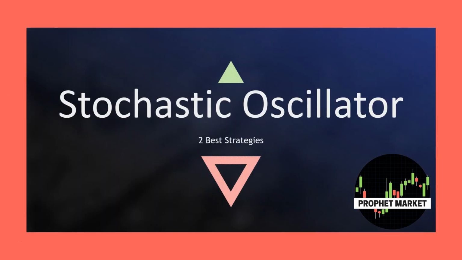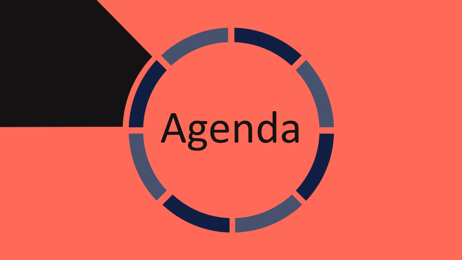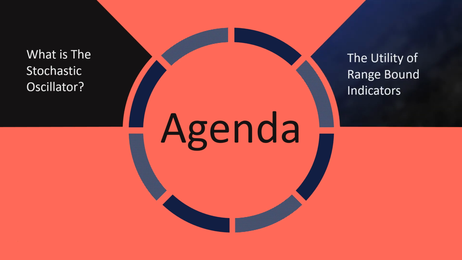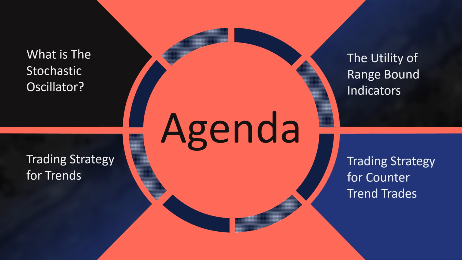Today we'll cover the stochastic oscillator. So here's what's on the agenda for this video. First we'll go over what the stochastic oscillator is. Then we'll discuss the utility of range-bound indicators. We'll go over a strategy for trend trading using this indicator. And then lastly, we will go over a strategy for counter-trend trading using this indicator.